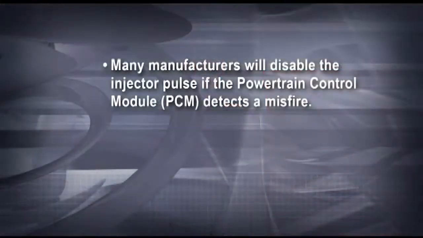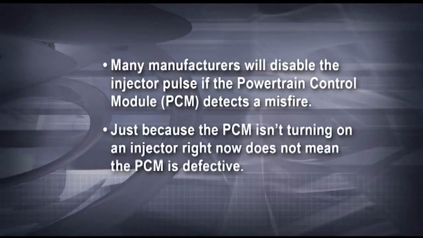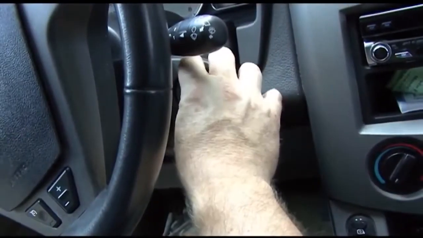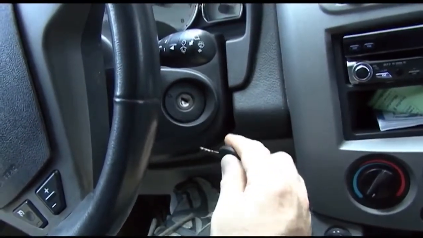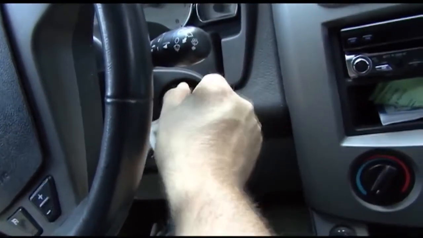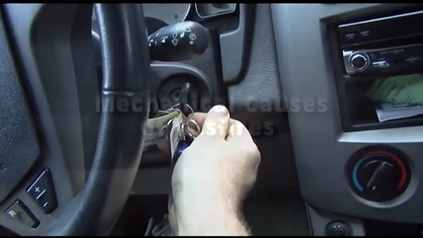Remember, the injector could still be restricted and it may not be supplying enough fuel. More testing will be necessary to prove if that's the case. Keep in mind that many manufacturers today will disable the injector pulse if the powertrain control module detects a misfire. Just because the PCM isn't turning on an injector right now, it does not mean the PCM is defective. Shutting the engine off and then restarting it may result in the powertrain control module firing the injector again until the PCM detects a misfire and turns it back off.